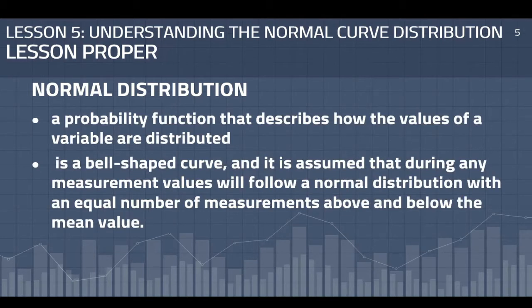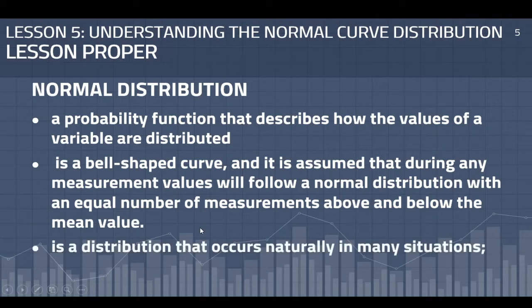Normal distribution, a probability distribution that describes how the values of a variable are distributed. It is a bell-shaped curve, and it is assumed that during any measurement values will follow a normal distribution with an equal number of measurements above and below the mean value. It is a distribution that occurs naturally in many situations.